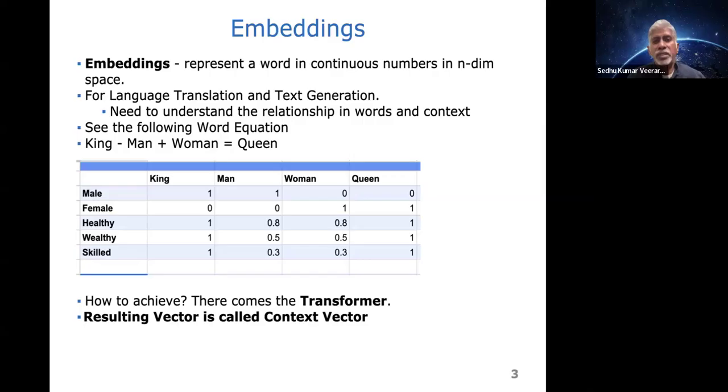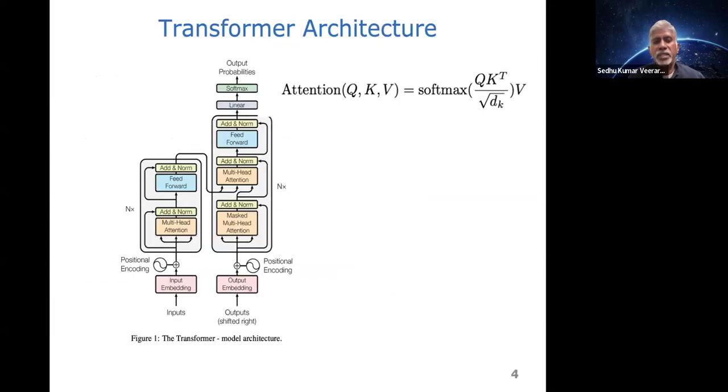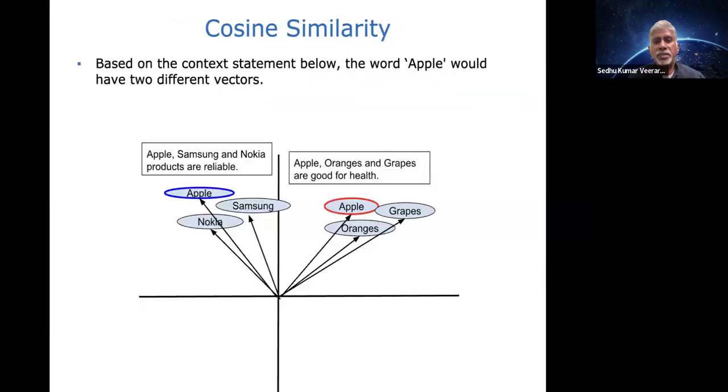Embeddings represent a word in continuous numbers in n-dimensional space, and see the following word equation: king minus man plus woman equal to queen, and the following chart satisfies that equation. And how to achieve that: there comes the transformer. The resulting vector is called the context vector. The transformer architecture is given and the equation is here.